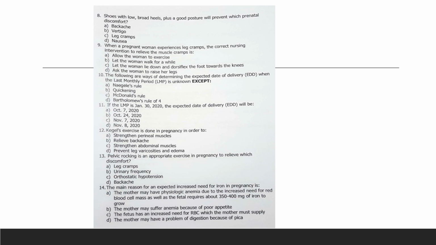Question 10. The following are ways of determining the expected date of delivery, EDD, when the last monthly period, LMP, is unknown, except. The answer is B, quickening.